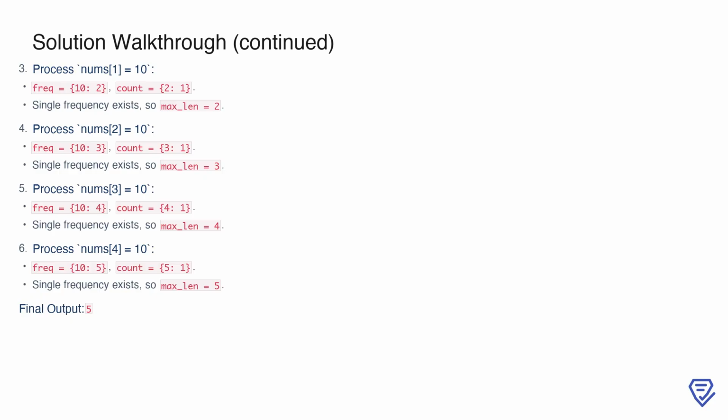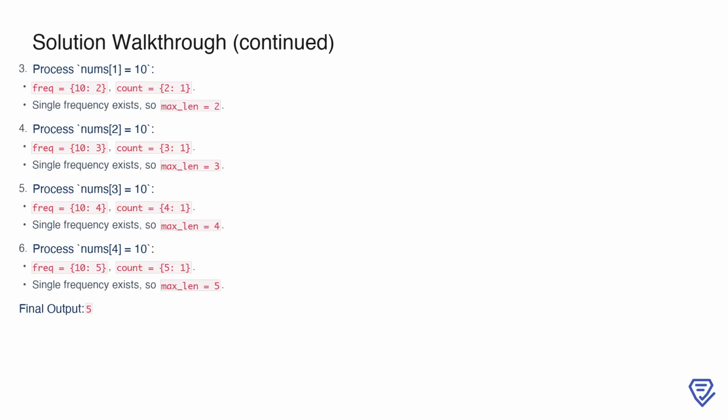Processing the fourth 10 updates its frequency to 4, with frequency becoming {10: 4}, and count as {4: 1}. The unique frequency ensures max_len is 4. Finally, the fifth 10 increases its frequency to 5, updating frequency to {10: 5}, and count to {5: 1}.